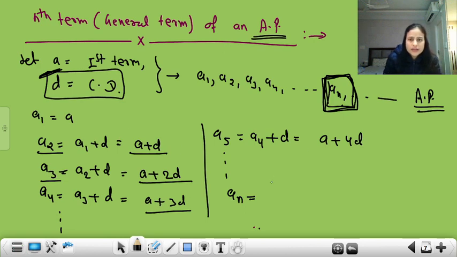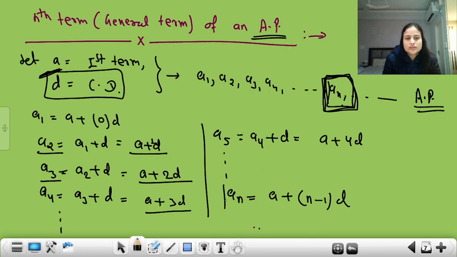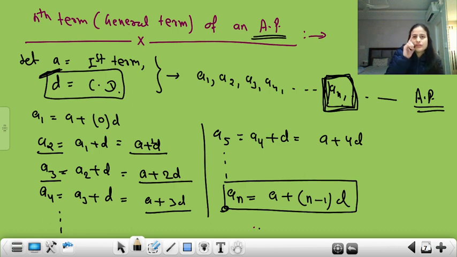Okay, so put it here, a. Now look, whenever I have the first term, there is no term with d, that is 0 into d. Here 1, 2, then 1, 3, then 2, 4, then 3, 5, then 4, means 1 less. So 1 less, that is n minus 1 into d, right? Correct. So by the observation I can easily get the nth term for the AP, where the first term is a and the common difference is d. So this is how I can find the nth term of an AP from the beginning, right?